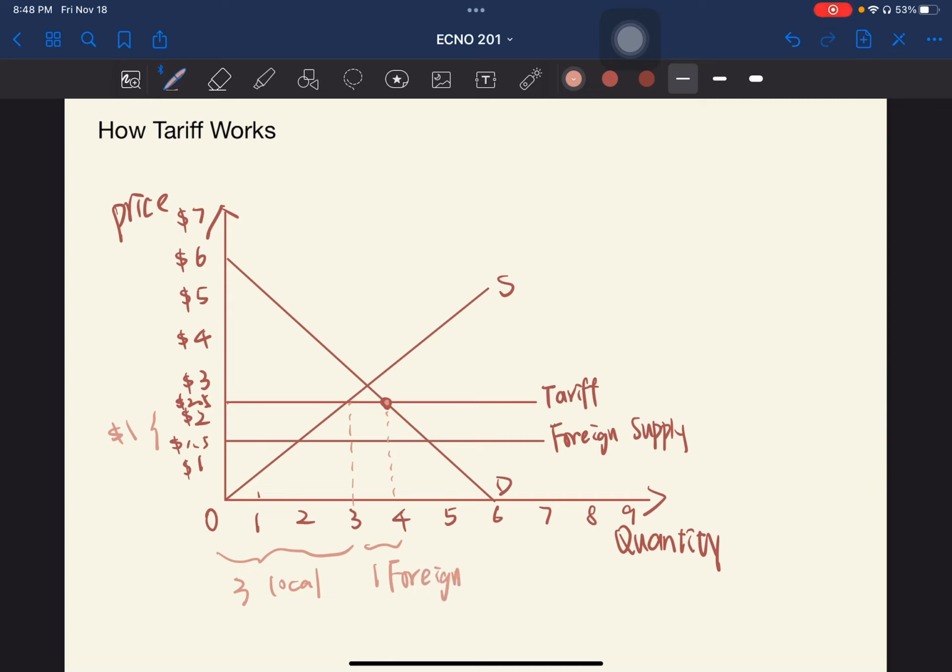And this time the consumer surplus will be this part below the demand curve and above the price, which is 3.5 multiplied by 4 divided by 2, and it's $7. And then this is the consumer surplus.